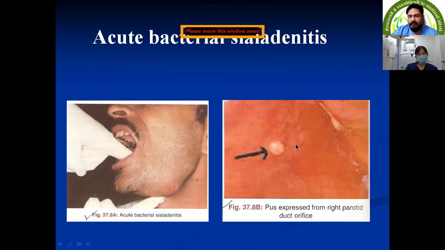Pus is coming from the right parotid duct orifice. This is the submandibular one by manual palpation.